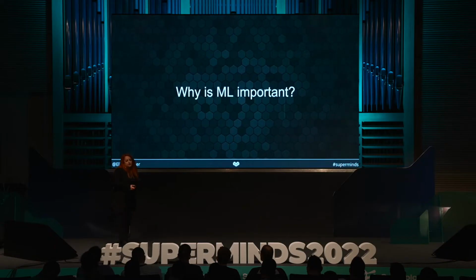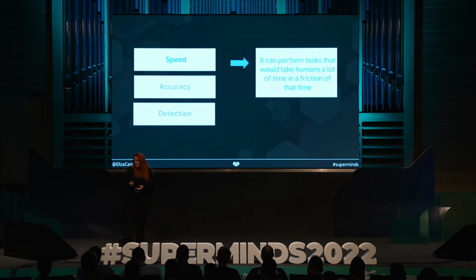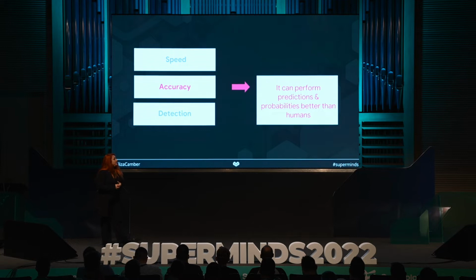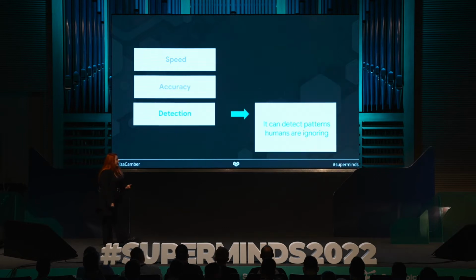So why is machine learning important? Well, I think everyone can understand the importance of it, but first of all, it's fast. It can perform tasks that would take a human a lot of time in just a fraction of that time. They are very accurate. They are better than what we can do in a lot of those different tasks. And finally, it can detect patterns that humans can ignore, like the cancer research that I told you before.